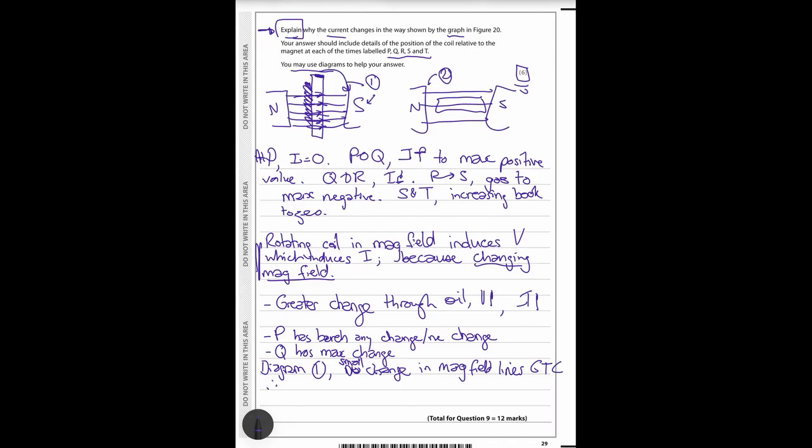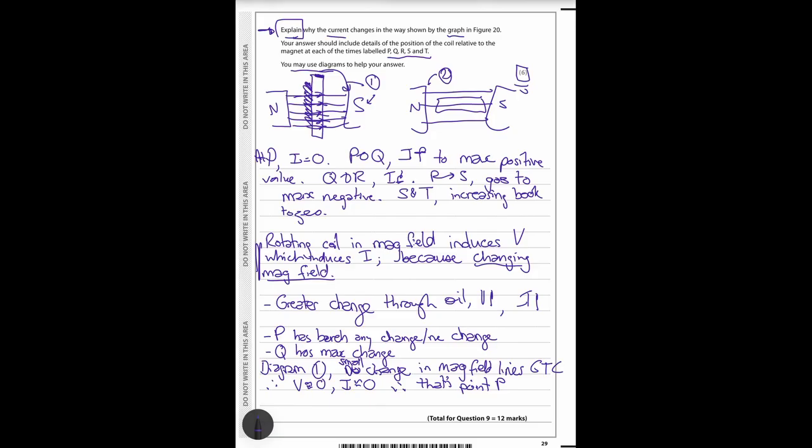Therefore, is there going to be a very big voltage? Not really. Therefore, is there going to be very big current? No. So I'm going to say the V is going to be very close to 0. Therefore, I is going to be very close to 0. So when the coil is exactly like that, there's going to be no current. Therefore, that's point P.